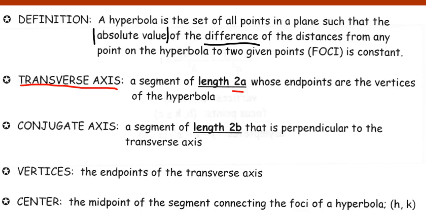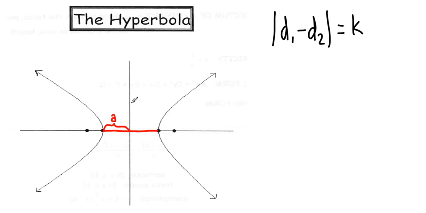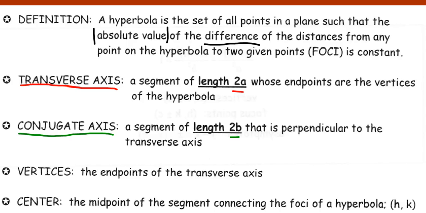Okay, next up, let's look at the conjugate axis. The conjugate axis is a segment of length 2b that is perpendicular to the transverse axis. So perpendicular, going through the center. We don't have endpoints here, but we'll guesstimate something like so. This is our conjugate axis, and again, half of that would be b, since the entire axis is 2b.